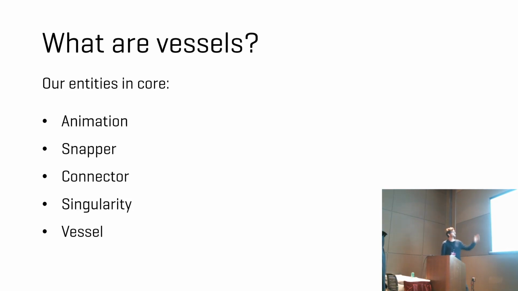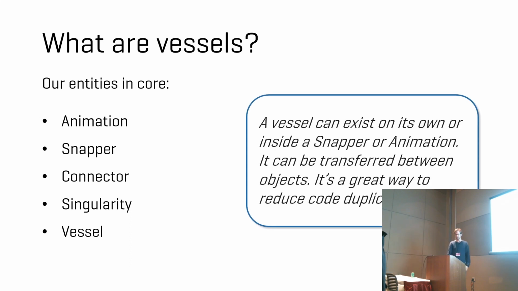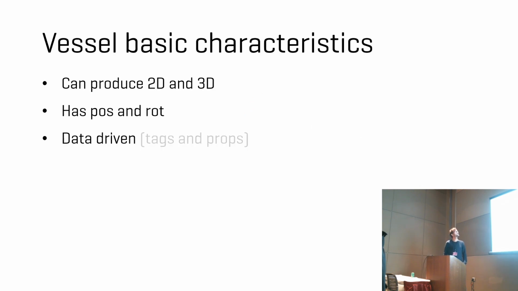So as you know, we have these fundamental entities of core. We have the animation, snapper, connector, singularity, and now we have vessel as well. So I will say that that's on the same level as these basic concepts. A vessel is something that can exist on its own, or it can be a part of a snapper or an animation, and it can be transferred around, as you heard. And it can do anything. But what I'm focusing on is that it can produce 2D and 3D, so you can generate graphics with it. It has position and rotation, and it is data-driven, or it's a bit data-driven. You can subclass vessels and have them do what you want, but that's the foundation for it.